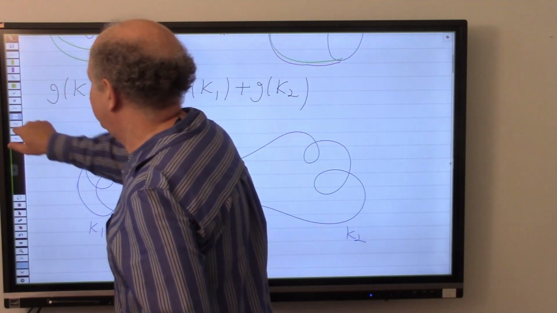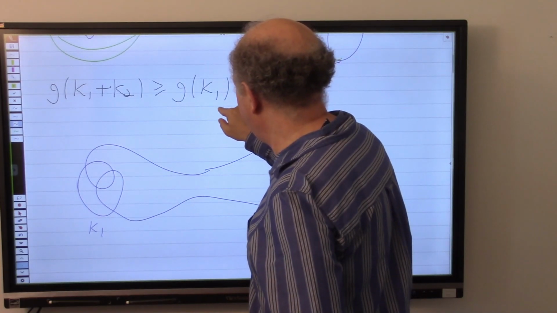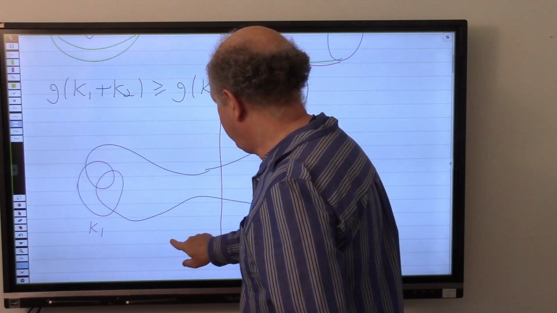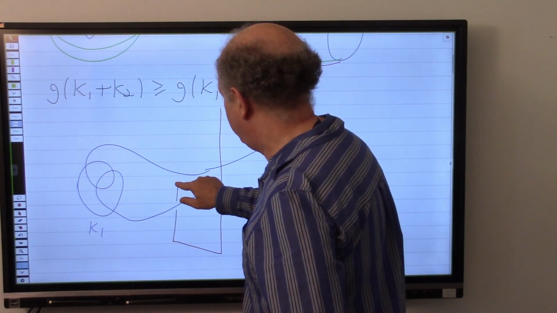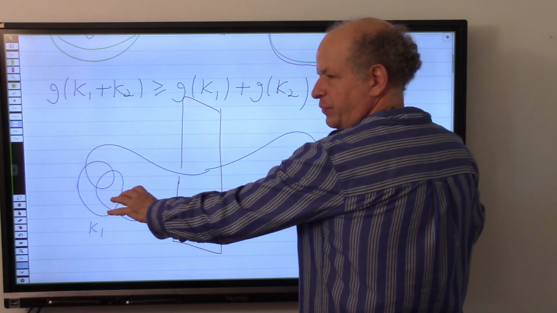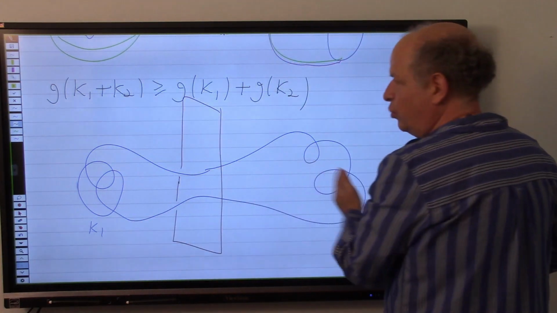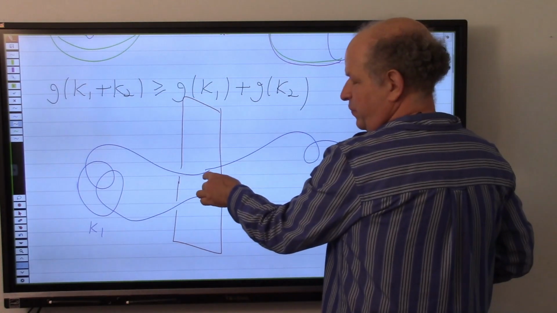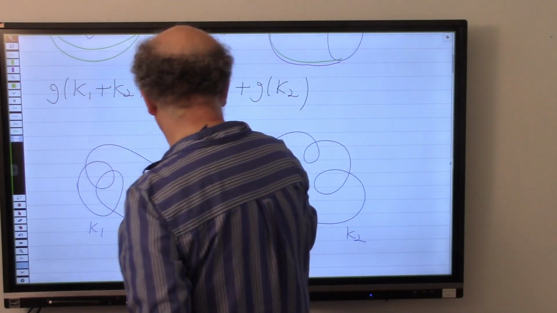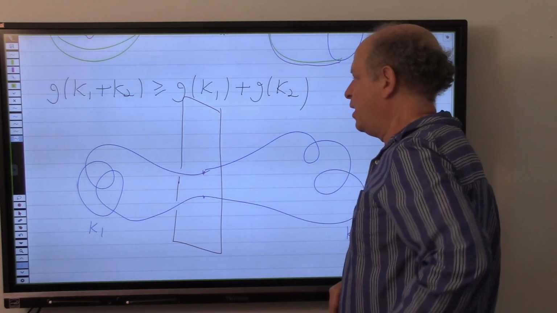It means that I can find a plane that separates the two. So there is some plane such that K1 lies on one side and K2 lies on the other side, and K1 union K2 intersects that plane in only two points. Okay?